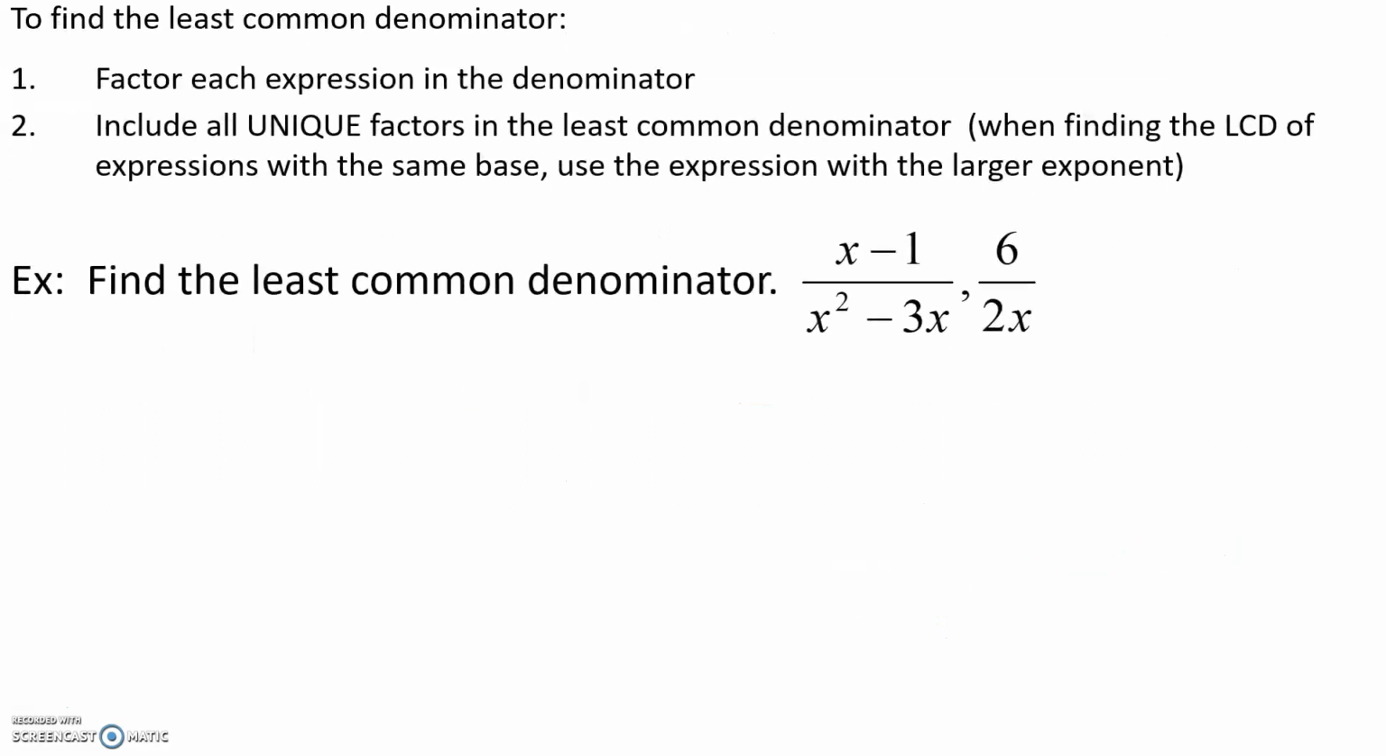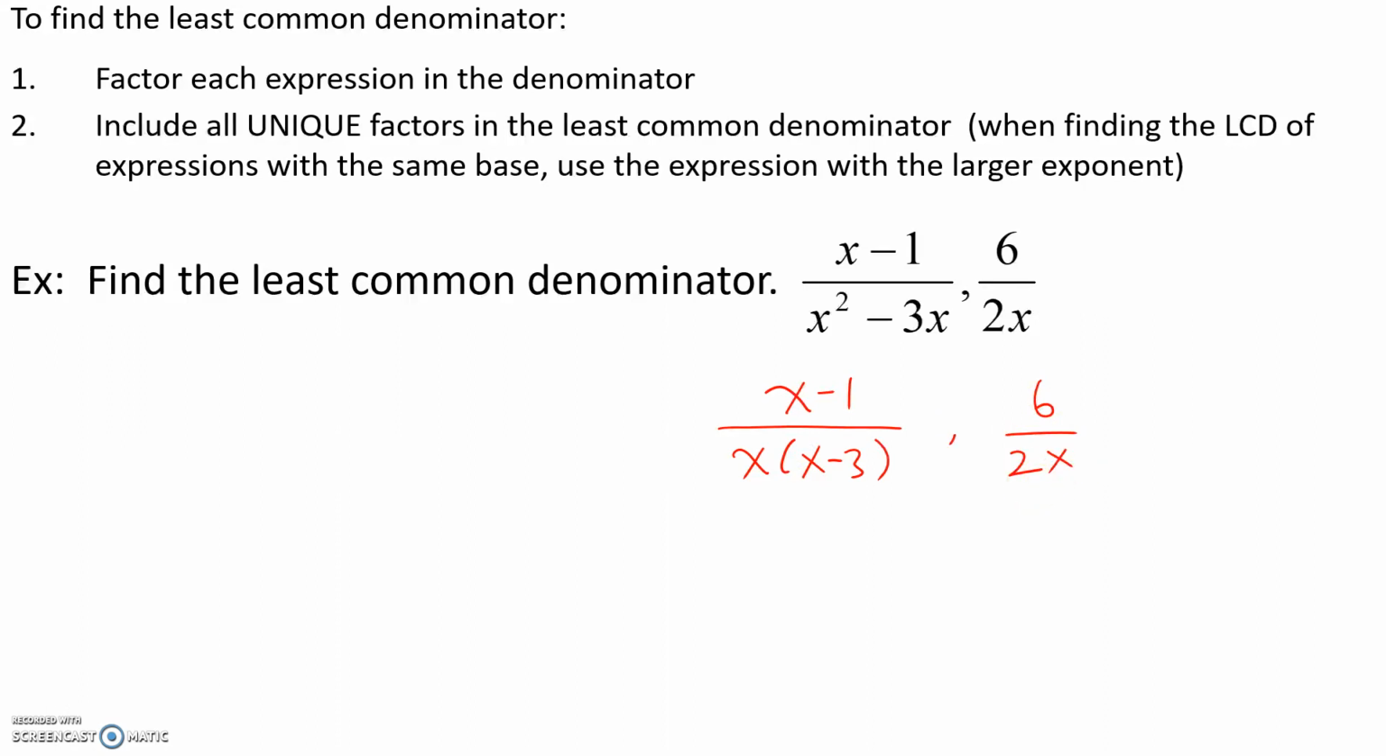Here's another example. Find the least common denominator. Step 1, factor each expression in the denominator. The first expression can be factored. X squared minus 3x, there's a common factor of x. So we're left with x times x minus 3, and we have 6 over 2x.